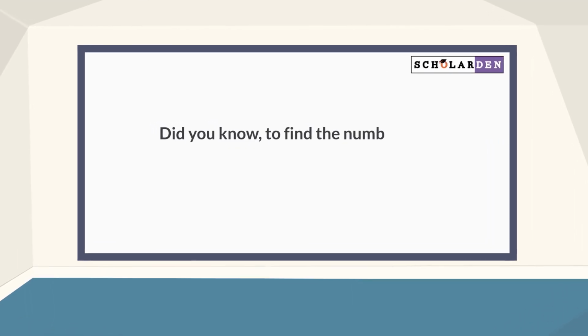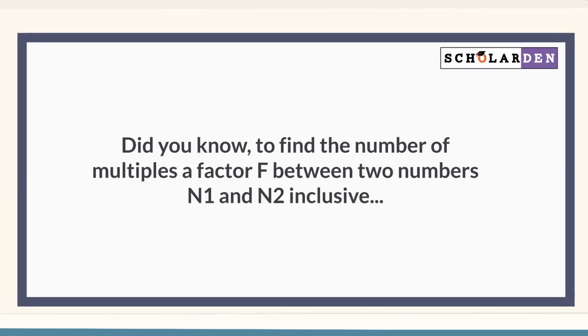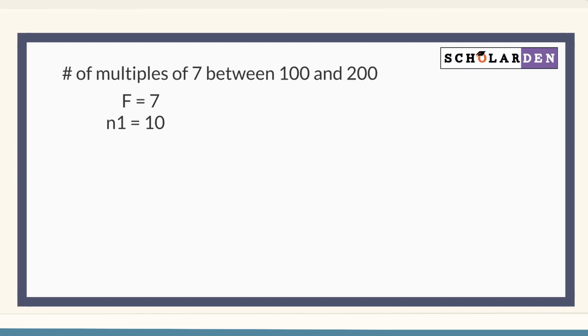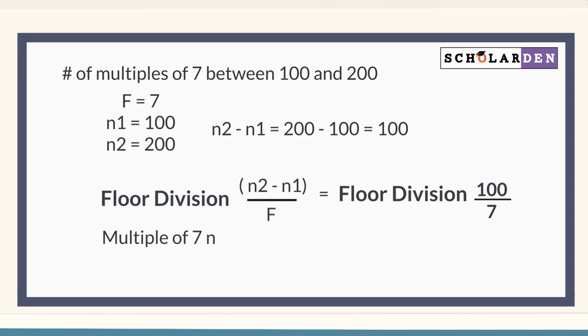Did you know? To find the number of multiples of a factor between two numbers n1 and n2 inclusive, subtract n1 from n2, and then perform floor division using this difference as the numerator and the factor as the divisor. The result of the floor division is the quotient of the nearest multiple of the divisor less than or equal to the numerator.